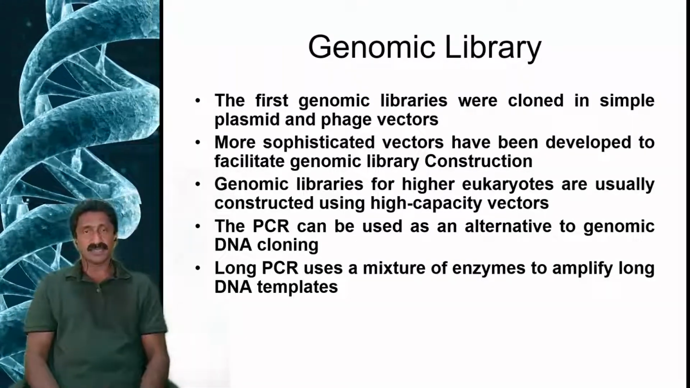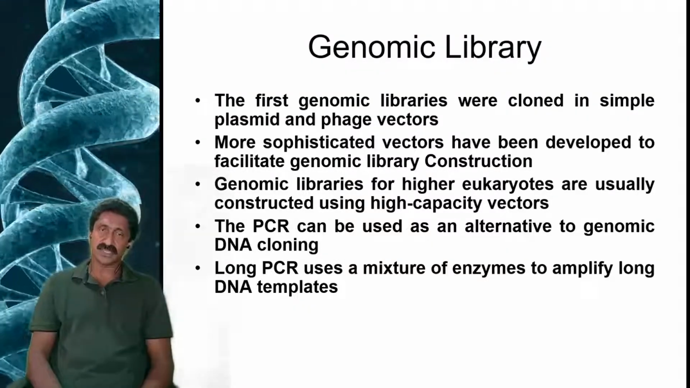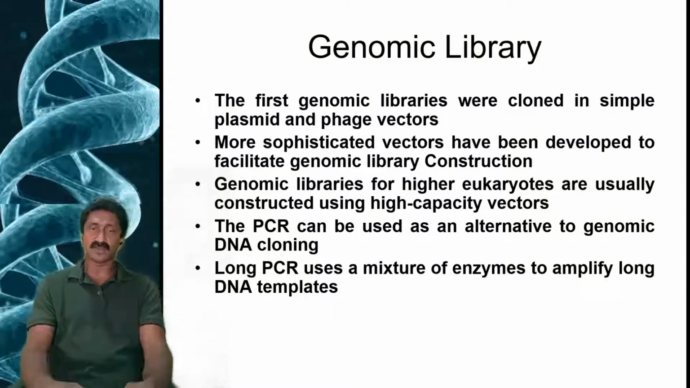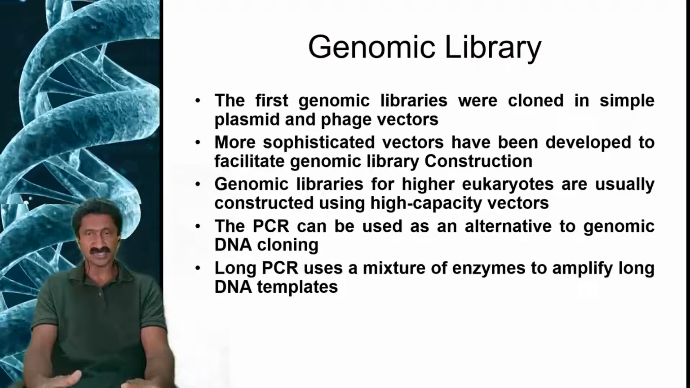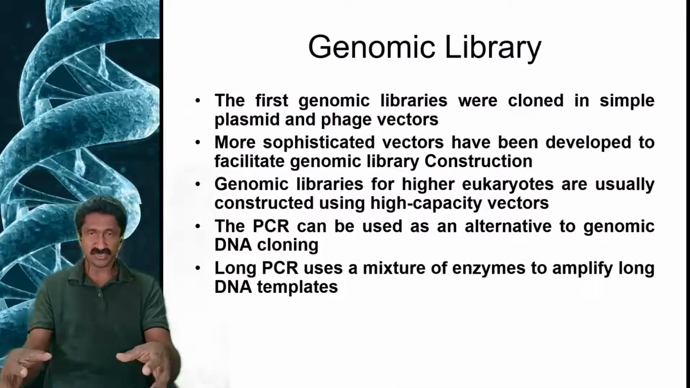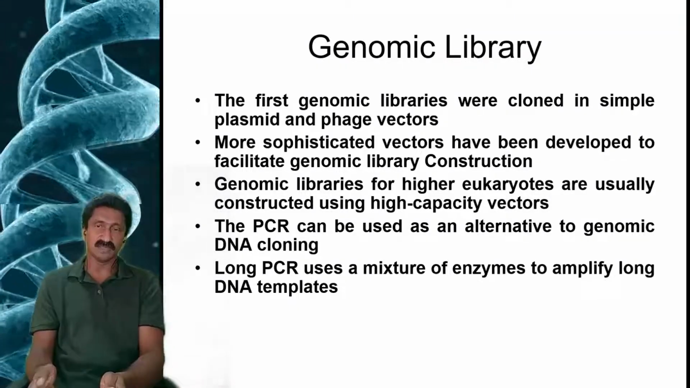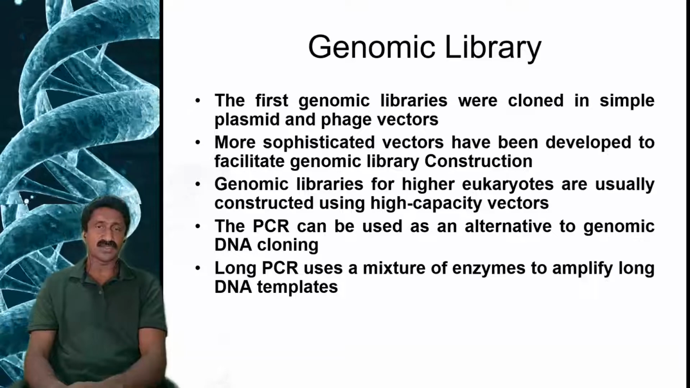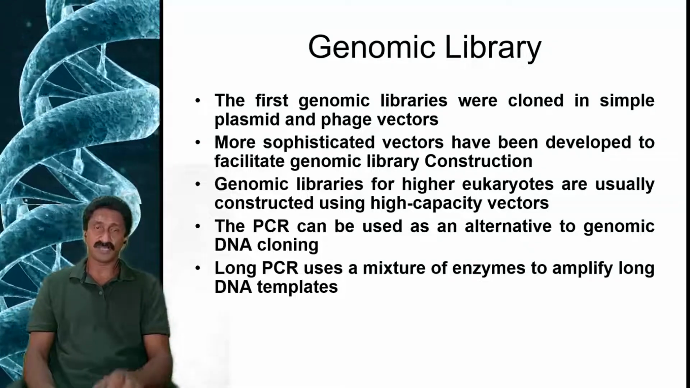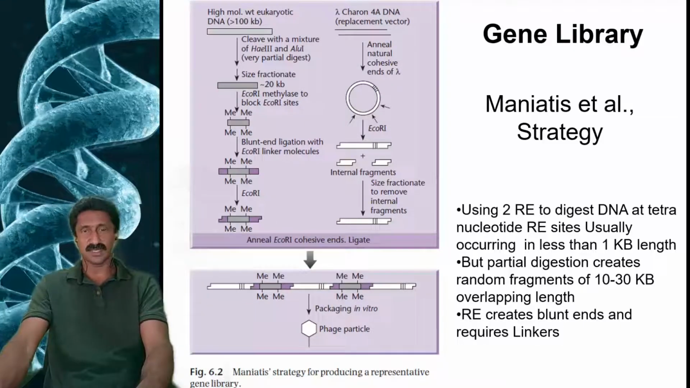The first genomic libraries were cloned in simple plasmids and phage vectors. More sophisticated vectors have been developed to facilitate the genomic library construction. Genomic libraries for higher eukaryotes are usually constructed using high capacity vectors, because complex genomes with larger numbers require high capacity vectors, so that you can minimize the number of members in the library. PCR can also be used as an alternative for genomic DNA cloning. Long PCR uses a mixture of enzymes to amplify long DNA templates. So this is about the genomic DNA library.